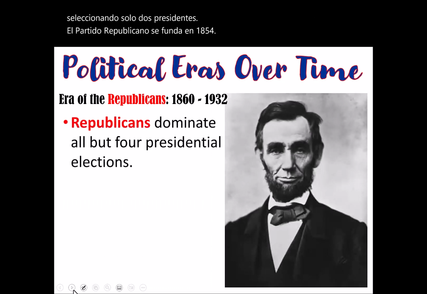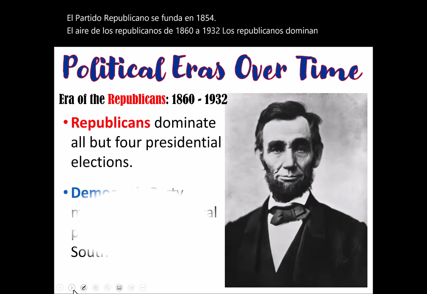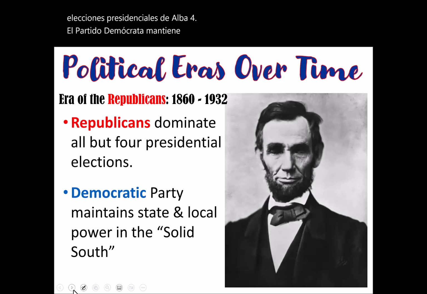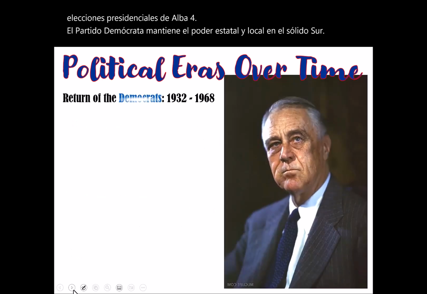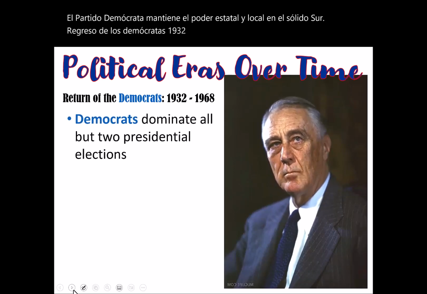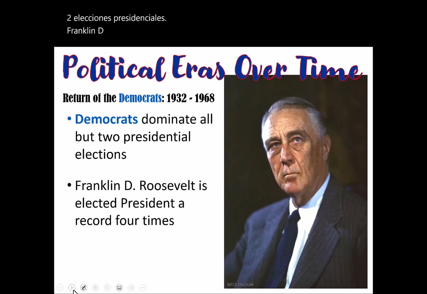The era of the Republicans. From 1860 to 1932, Republicans dominate all but 4 presidential elections. The Democratic Party maintains state and local power in the Solid South. Return of the Democrats, 1932 to 1968. Democrats dominate all but 2 presidential elections. Franklin D. Roosevelt is elected president a record 4 times, the only president ever to do that.